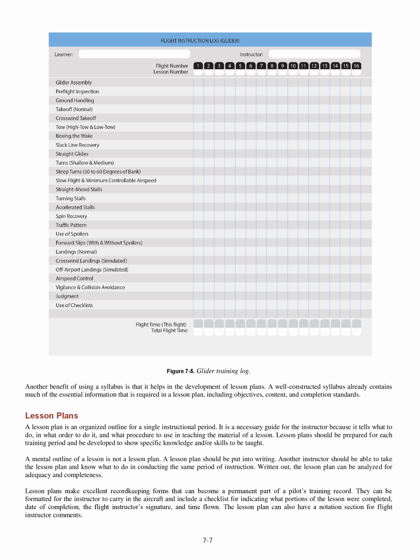They can be formatted for the instructor to carry in the aircraft, and include a checklist for indicating what portions of the lesson were completed, date of completion, the flight instructor's signature, and time flown. The lesson plan can also have a notation section for flight instructor comments.